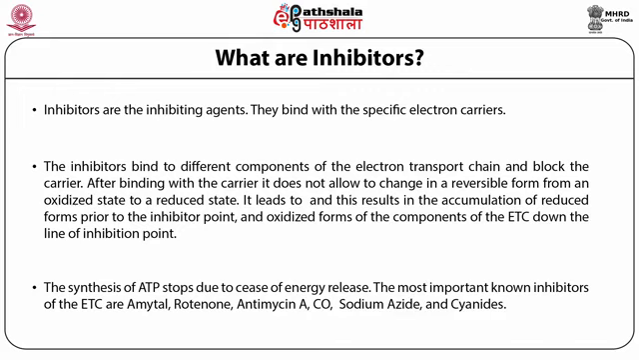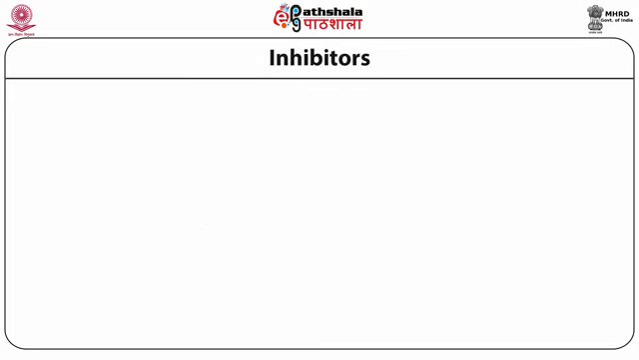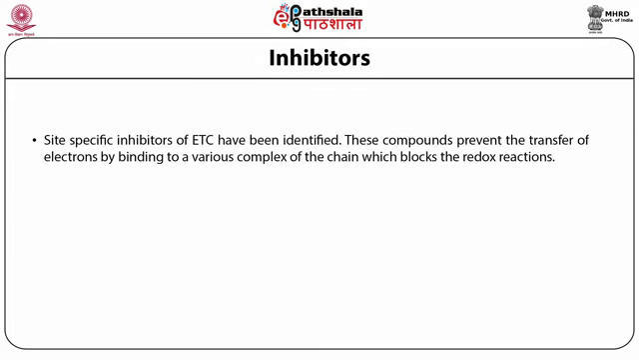The most important inhibitors of the electron transport chain are amytal, rotenone, antimycin A, carbon monoxide, sodium azide, and cyanide. Site-specific inhibitors of the electron transport chain have been identified. Actually, these inhibitors are very specific in their action. These compounds prevent the transfer of electrons by binding to various complexes of the chain, which blocks the redox reactions. Now let's try to understand these inhibitors one by one.